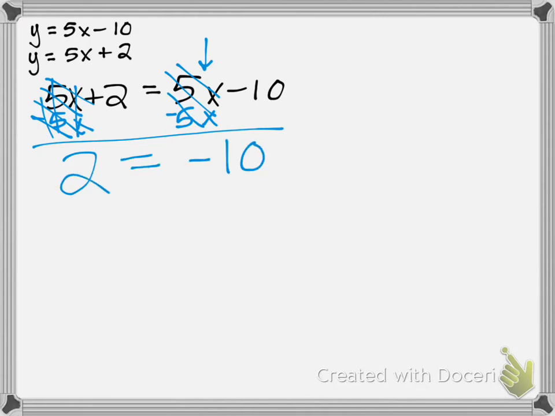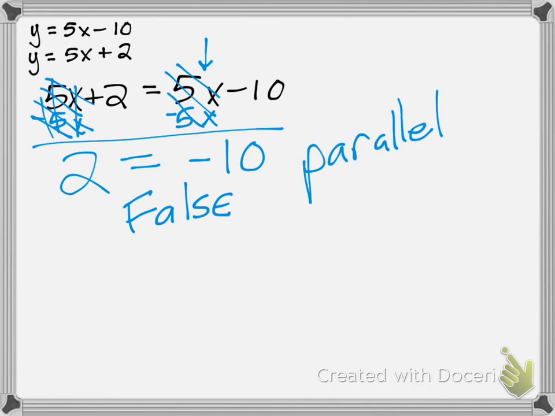If you have a true statement, then the lines are the same line. If you have a false statement, like this one is 2 is equal to negative 10, which is clearly false, that means that they are parallel lines. Again, if it's false, they're parallel. If it's true, they're the same line. So it's really simple.